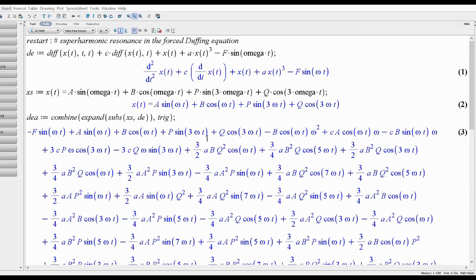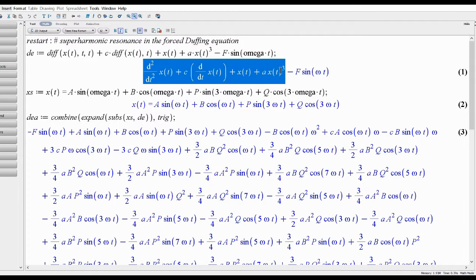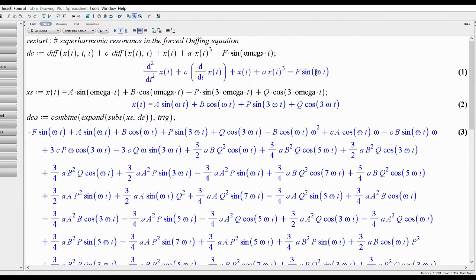In today's lecture, we will study superharmonic resonance in the forced Duffing equation. So we will begin with the Duffing equation. That's the Duffing equation. It is forced at some arbitrary frequency omega. There is some damping, there is a linear term, and there is a nonlinear term.